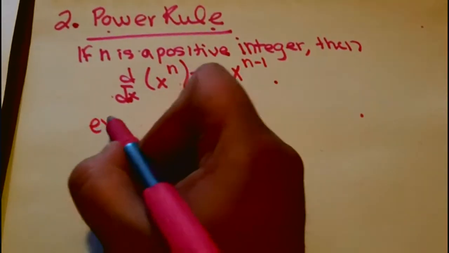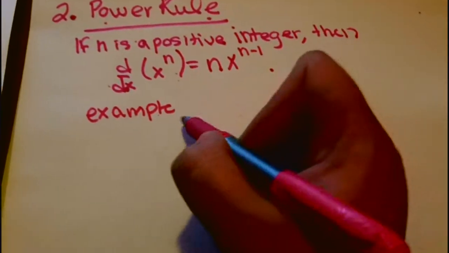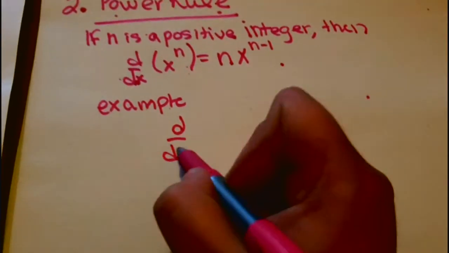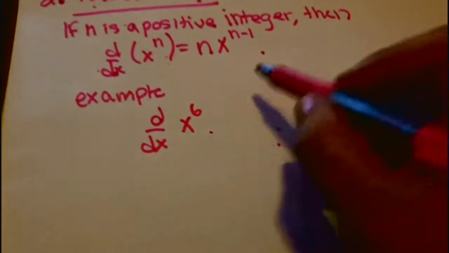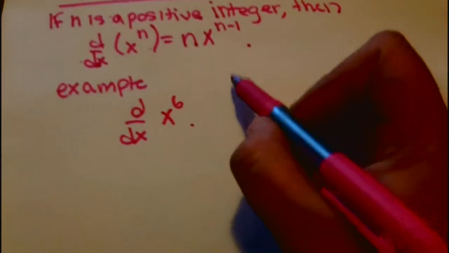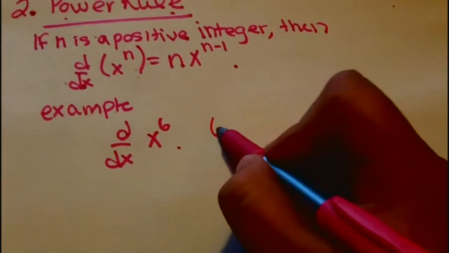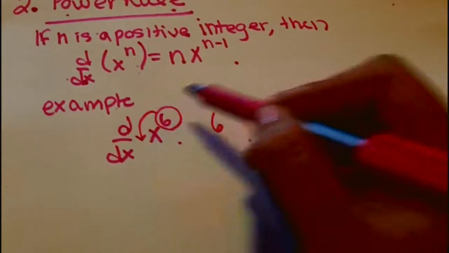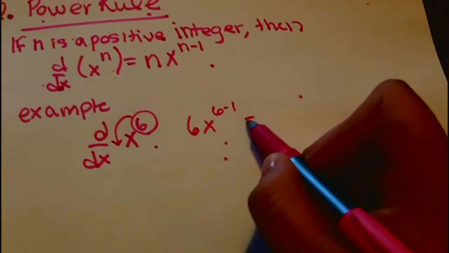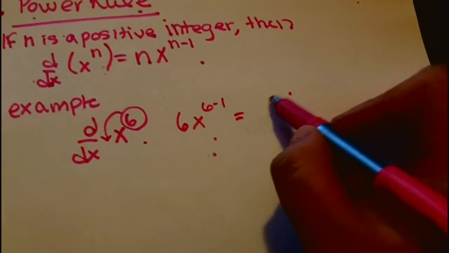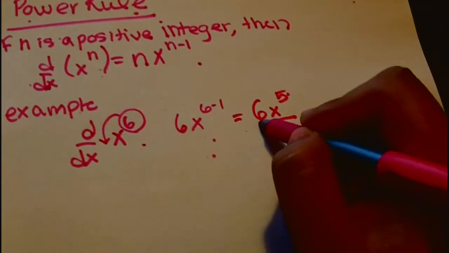So an example using the power rule would be if we're trying to find the derivative d dx of the function x to the 6th. The derivative of x to the 6th would be 6, you move the power down, times x to the 6 minus 1. 6 minus 1 is 5, so it would be 6x to the 5th. That's your final answer.